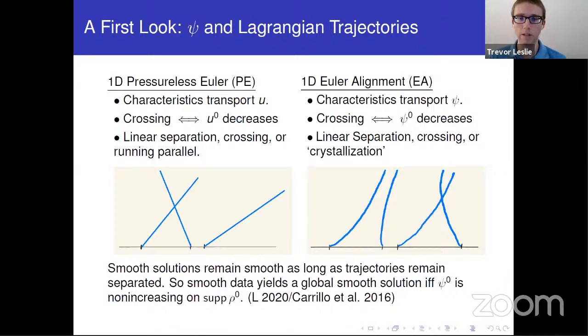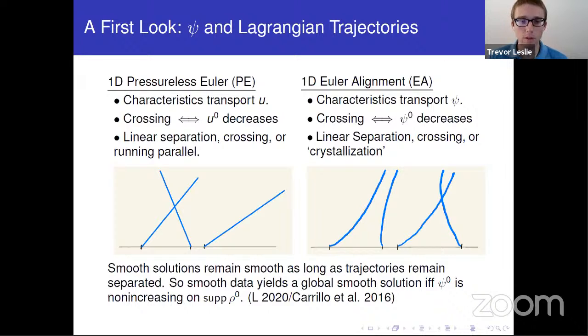For the Euler alignment system, the alignment forcing bends the trajectories to allow for some more interesting possibilities. Certainly, trajectories can separate linearly or cross in finite time, but they need not start out with parallel velocities in order for their mutual separation distance to converge to a constant in a long time limit.